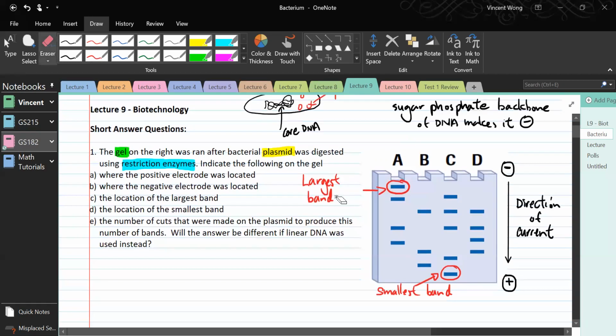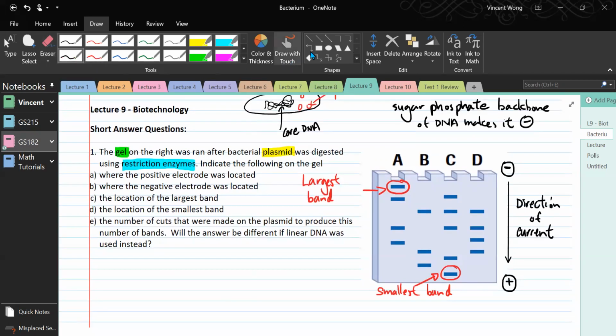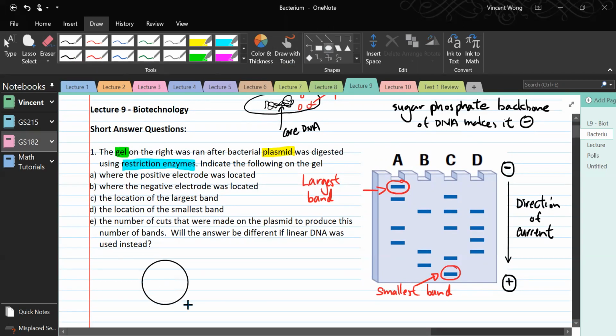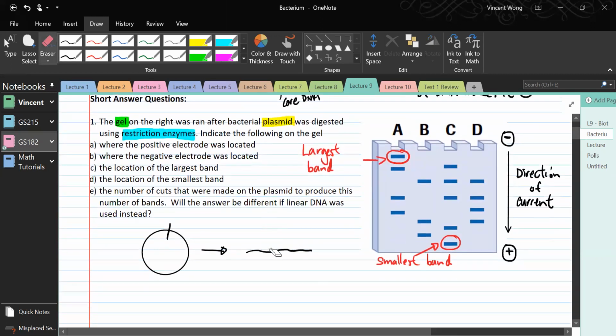All right, so let's take a plasmid. Here's a plasmid. If you cut it once, then it opens up into linear, right? So 1 cut gives you 1 band. If you cut it twice, if you go cut and cut, then you have 2 bands. 1 band here, 2 bands here. Okay, so the number of bands equals the number of cuts for a plasmid.